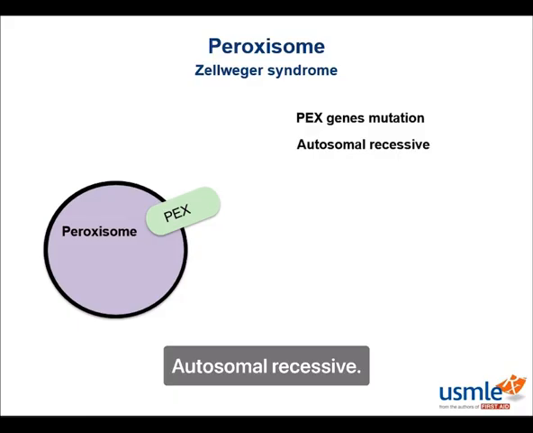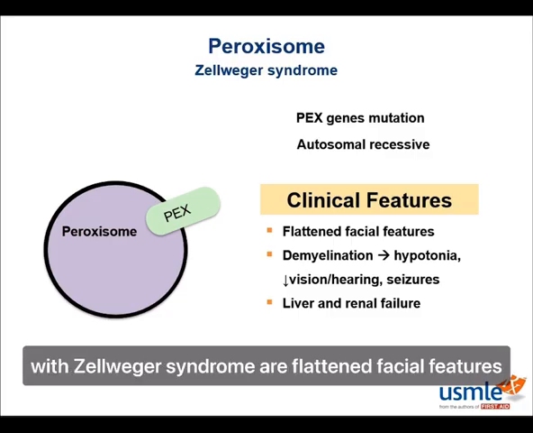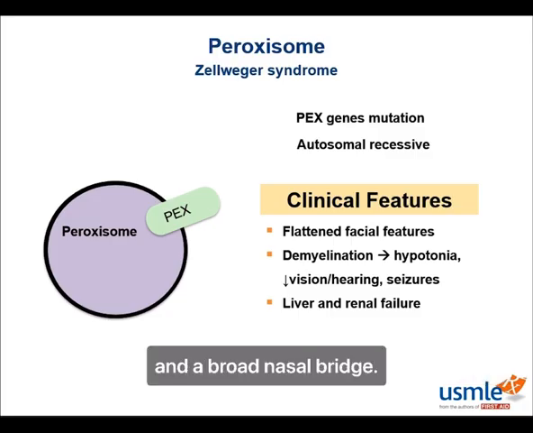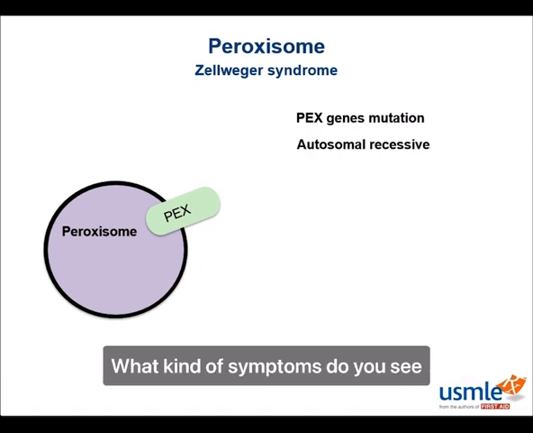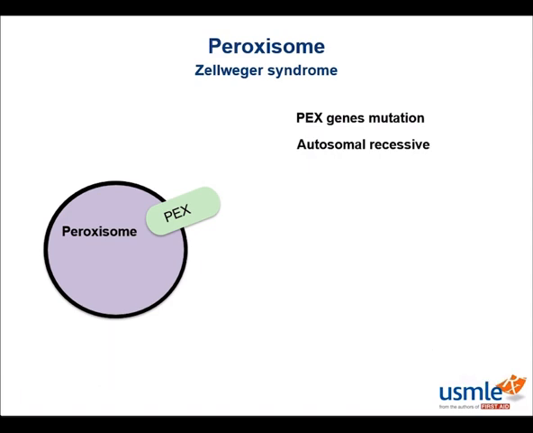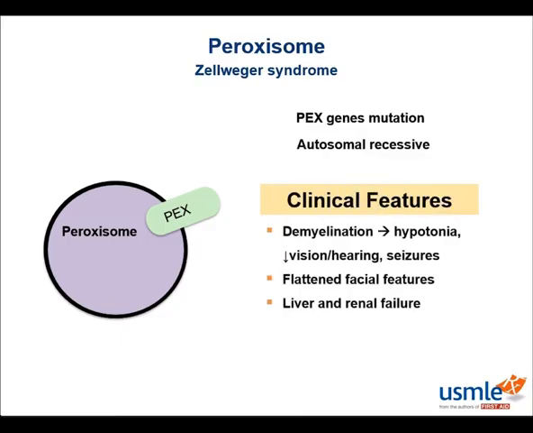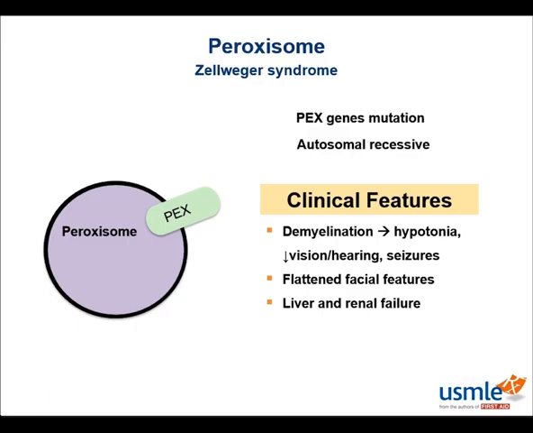Autosomal recessive. From birth, the first thing you'll notice on a newborn with Zellweger syndrome are flattened facial features and a broad nasal bridge. Soon after, you may notice evidence of demyelination. What kind of symptoms do you see in a baby with demyelination? You can see hypotonia, decrease in vision and hearing, and also seizures.